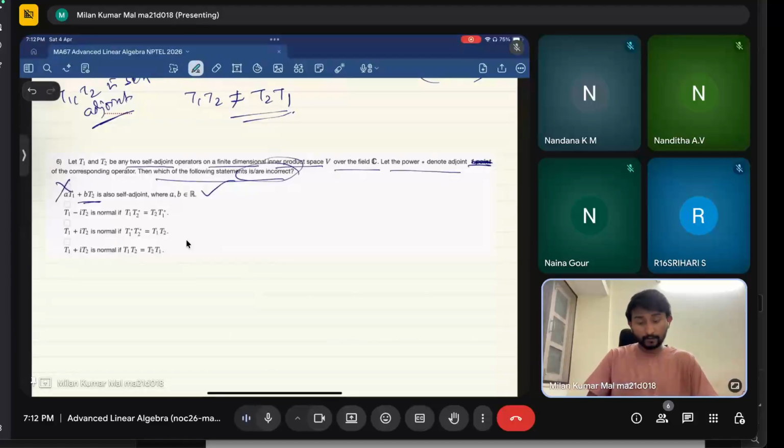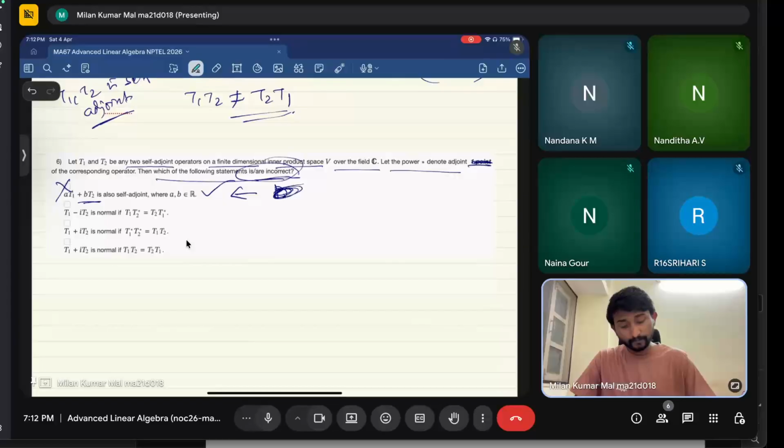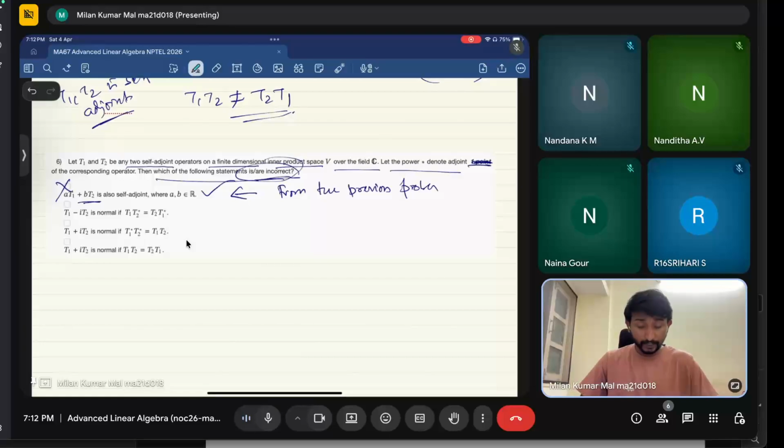I have to find the incorrect options from the previous problem. You can check. In the first problem I said that AT1 plus BT2 will be self-adjoint under the standing assumption that T1, T2 are self-adjoint; the condition needed is that A and B have to be real. I think I made a remark or note. So even if you have doubt, you can ask me, then I'll try to explain once again. So from the previous problem. Okay, let me go there. I have mentioned that.